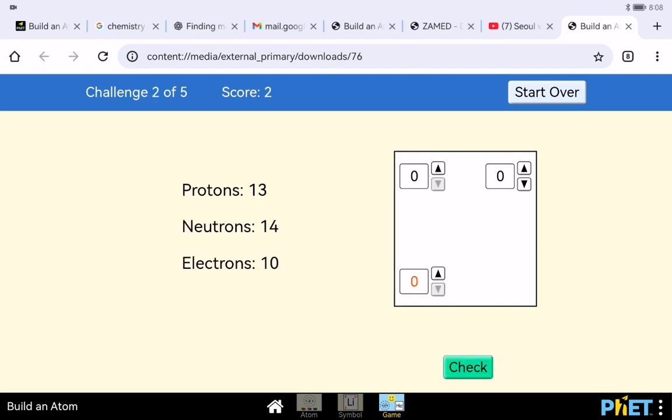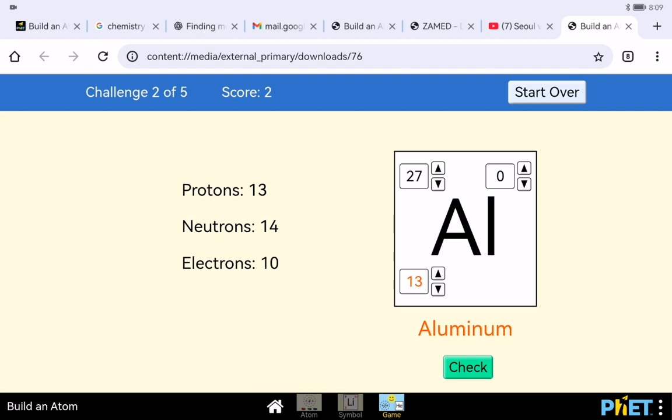Let's look at the second question. Again, we are asked to find the mass number, the proton number, and the charge. So how do we know the proton number? So the proton number is 13. Then how do we find the neutron number? The mass number is given by proton number plus neutron number. So it's going to be 13 plus 14, which will give us 27. Then how do we tell the charge?